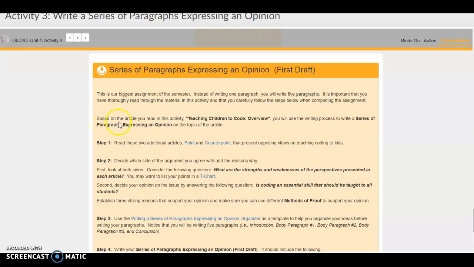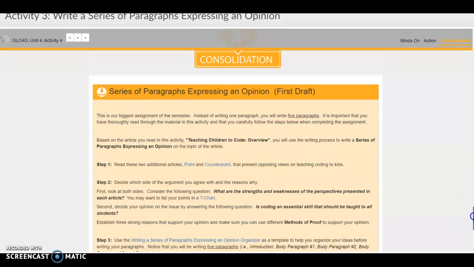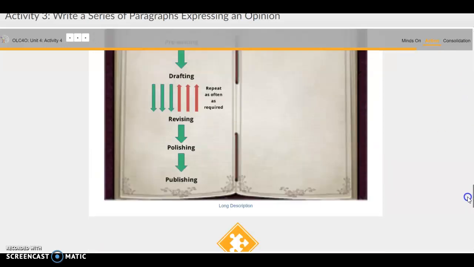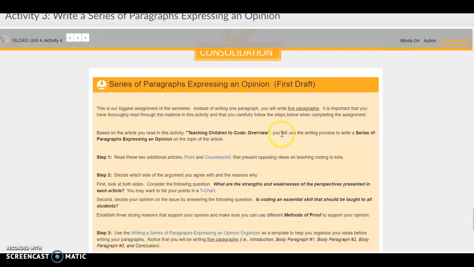So you're going to, based on the article you read in this activity, and the article you read was called Teaching Children to Code Overview, and you can again go back and take a look, it's right here. Based on that article, you will use the writing process to write a series of paragraphs expressing an opinion on the topic of the article.